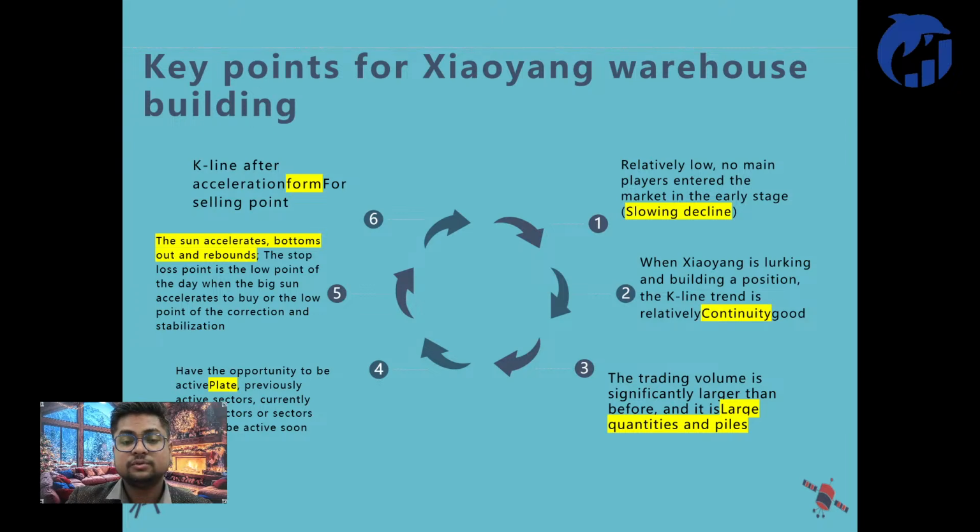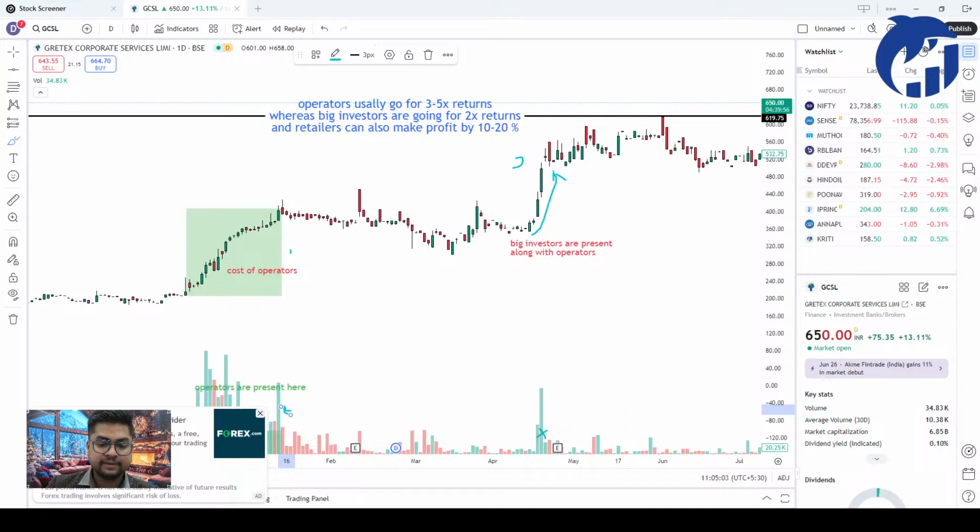When the main force is looking at and building a position, the K-line entry has relatively good continuity. The trading volume is also significantly larger than before, in large quantities and piles. Just have a look at it. If we understand it more clearly, just have a look.